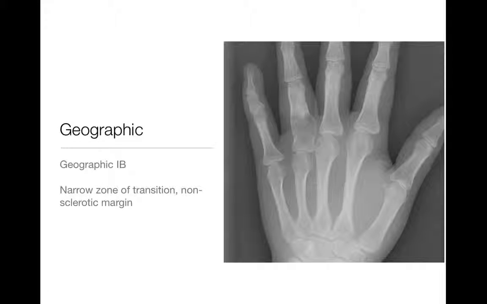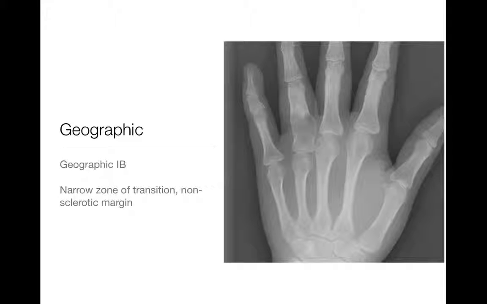Next step up are geographic 1B lesions. Geographic 1B lesions are going to be the same thing as 1A lesions, except they're not going to have a sclerotic margin. As we said, the sclerotic margin basically means that the bone is having time to remodel around it. It's a very slow-growing tumor. So ones without a sclerotic margin, perhaps they're growing a little quicker. The bone around it doesn't have time to remodel as much. So geographic 1B lesions, narrow zone of transition, non-sclerotic margin.